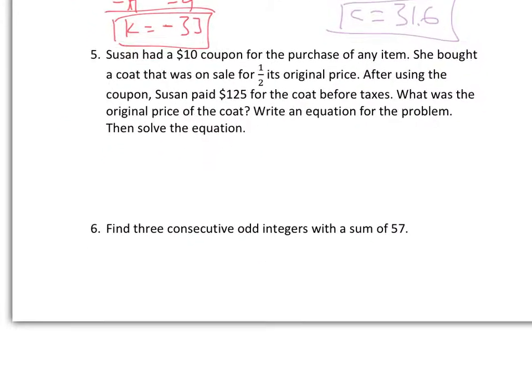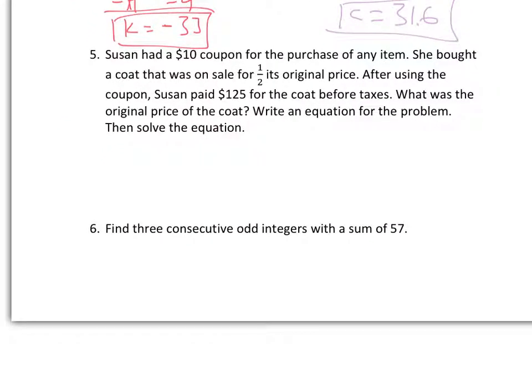Alright, a couple of word problems real quick. Susan had a $10 coupon for the purchase of an item. She bought a coat that was on sale for half its original price. After using the coupon, Susan paid $125 for the coat before the taxes. What was the original cost or price of the coat?